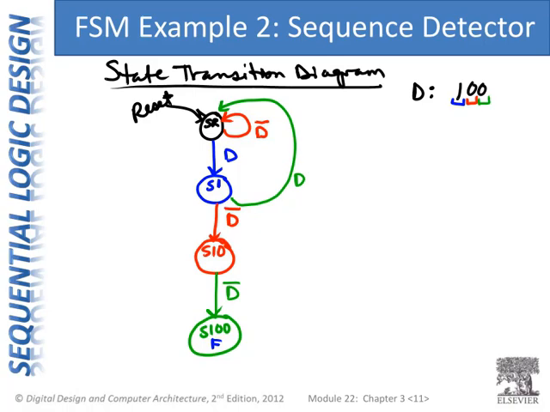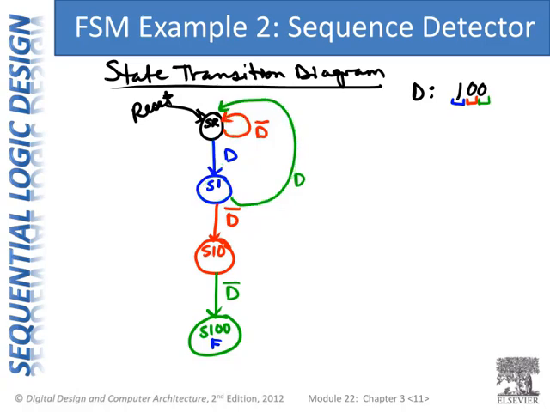So let's suppose we had the sequence 1, 1, 0, 0. Well, here's our first 1 that would take that transition into S1. And then we'd get that second 1, it would take us back to the reset state. And then that 0 would take us back to the reset state, and that 0 would also take us back to the reset state. So we never detected this sequence of 1, 0, 0.